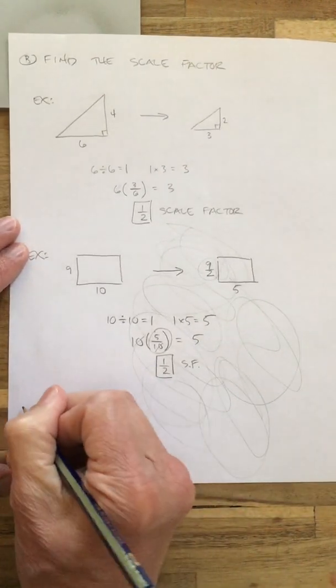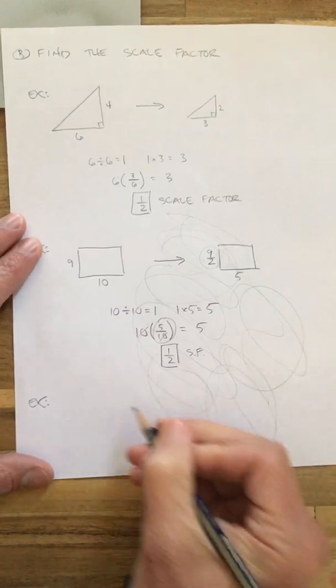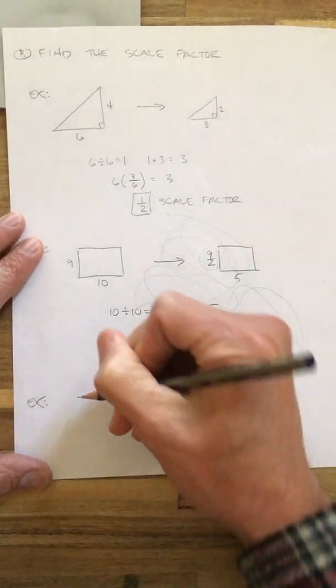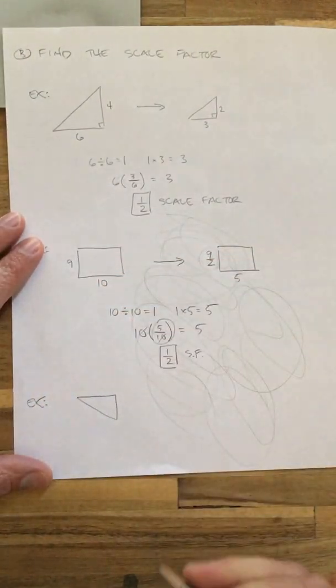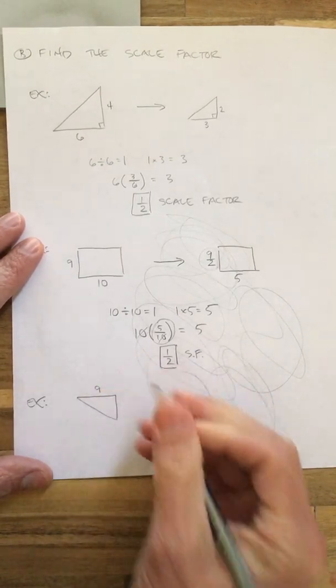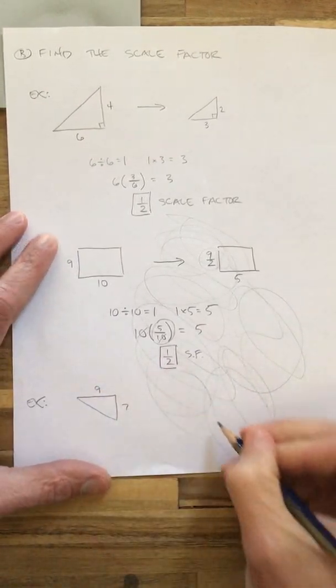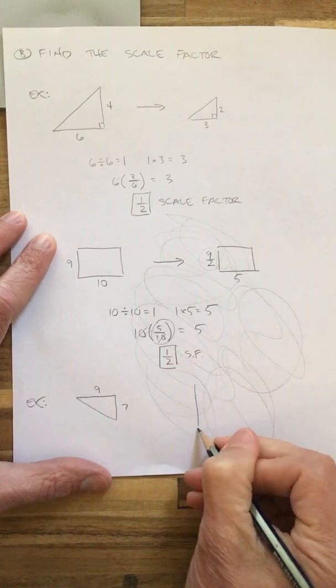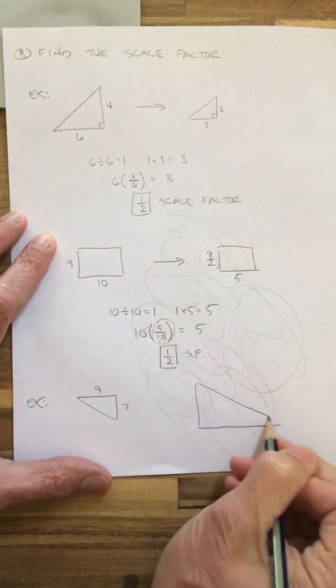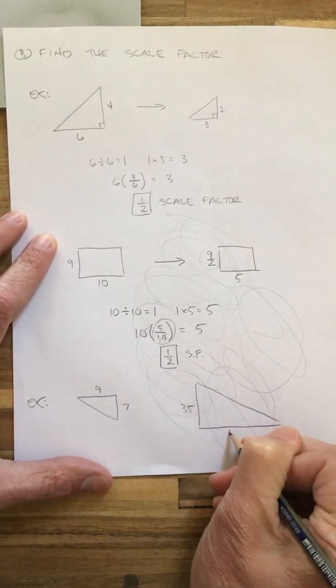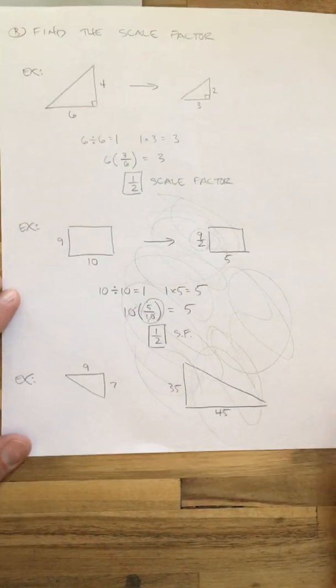I promise I won't torture you anymore. Here we go. We have this triangle here. Okay, and this guy is 9 and this guy is 7. Okay, and then we have this triangle here. Okay, this is 35 and this is 45. Can you guys find the scale factor?